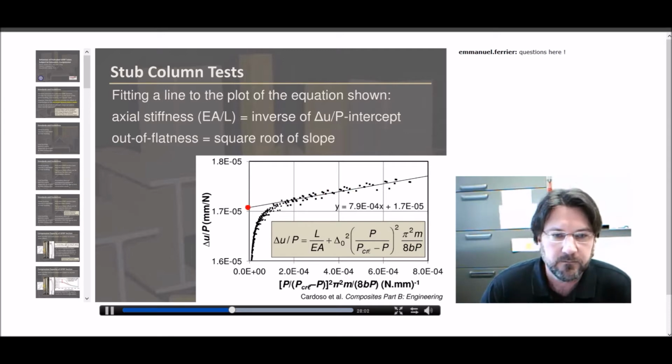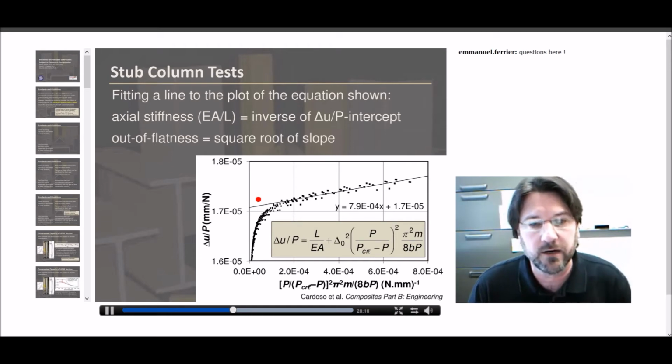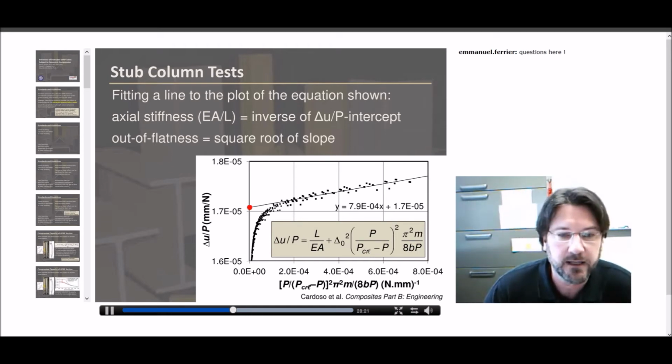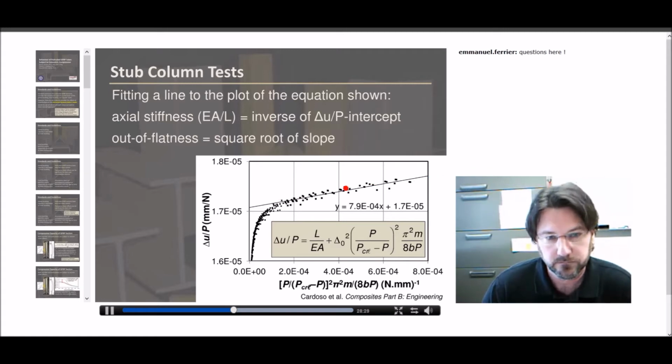The intercept with the vertical axis, this point where that little red dot is right now, the inverse of that intercept is the axial stiffness of the member, EA over L. Well, we know our cross-sectional area, we know our length, in which case we can calculate the actual modulus value for that particular cross-section. And if we take the square root of this slope here, we get a measure of the outer flatness, delta naught, of the individual plates, or the imperfections of that particular plate.